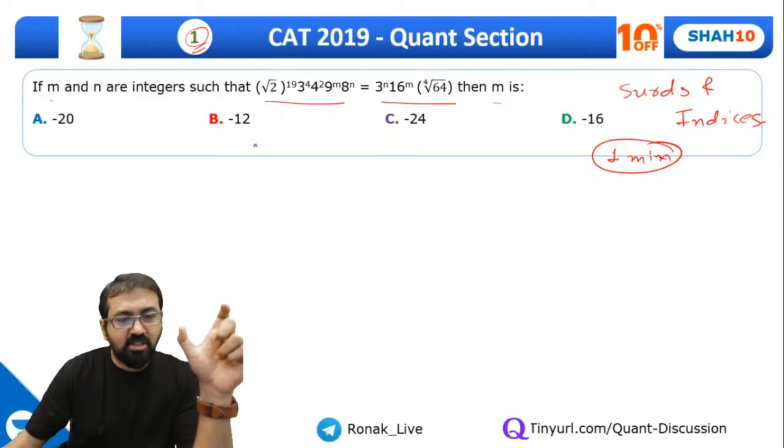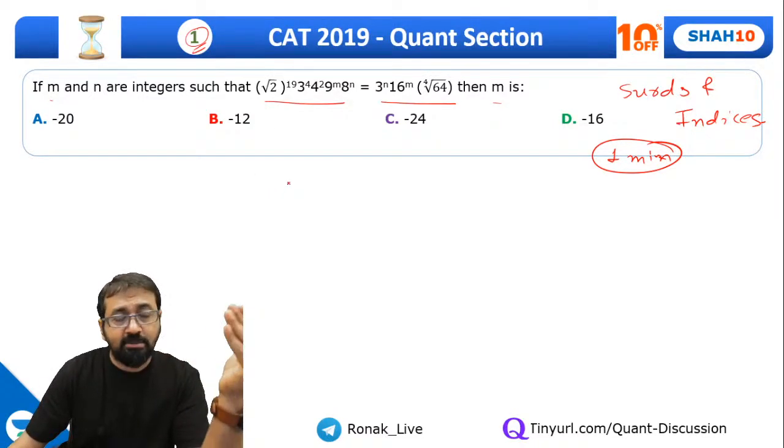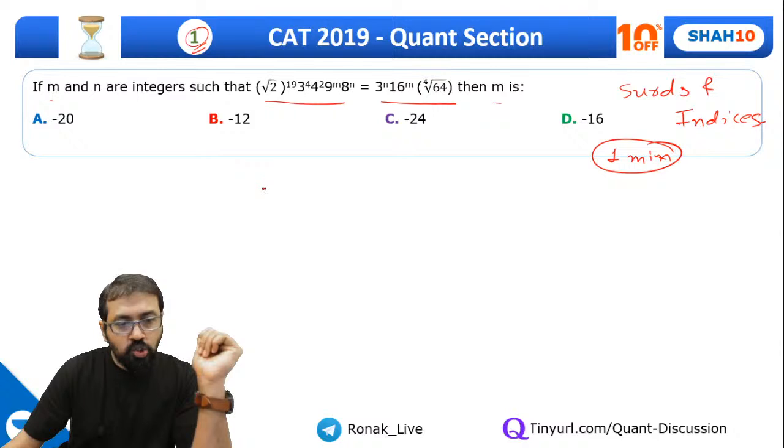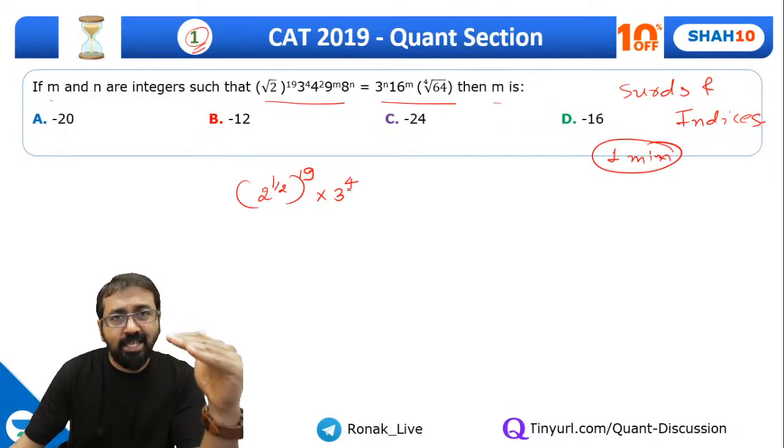Let me just write this expression over here. In the meantime, you are solving this question. So 2 raised to root 2 is 2 raised to 1 by 2, whole raised to 19, into 3 raised to 4. Intentionally I'm going a little slow.